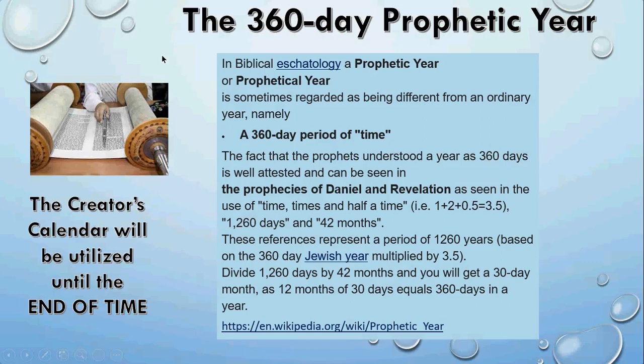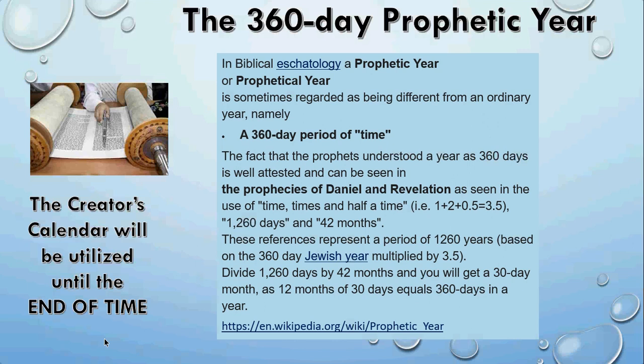In biblical eschatology, a prophetic year or prophetical year is sometimes regarded as being different from an ordinary year, namely a 360-day period of time. The fact that the prophets understood a year as 360 days is well attested and can be seen in the prophecies of Daniel and Revelation. As seen in the use of time, times, and a half a time. That is, 1 plus 2 plus 0.5 is equal to 3.5.